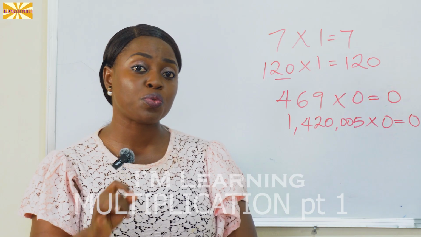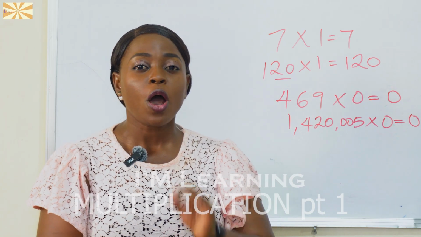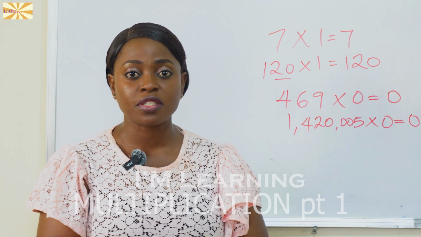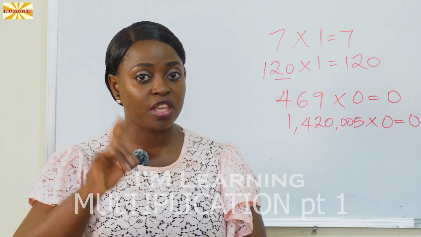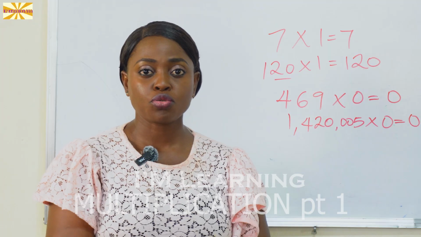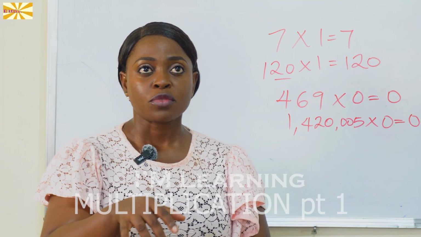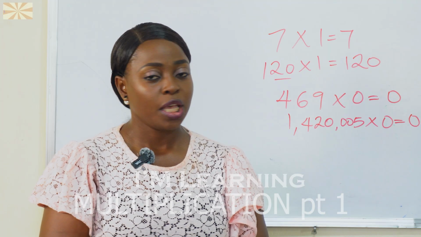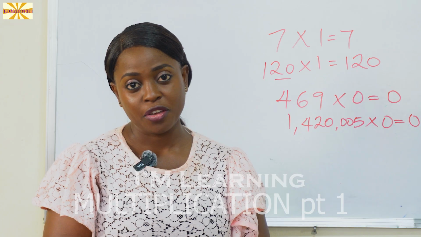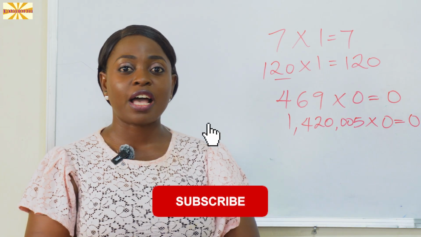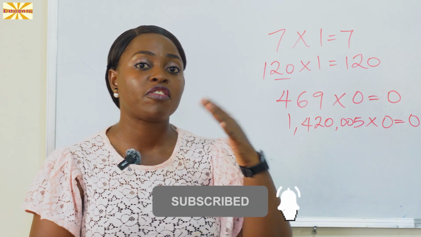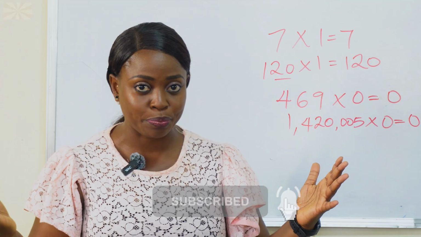Now another thing to note with your 5 times table is all the multiples of 5 always end with either a 5 or a 0. So if you have a number like 22, it is not a multiple of 5. All the multiples of 5 either end with a 5 or a 0.